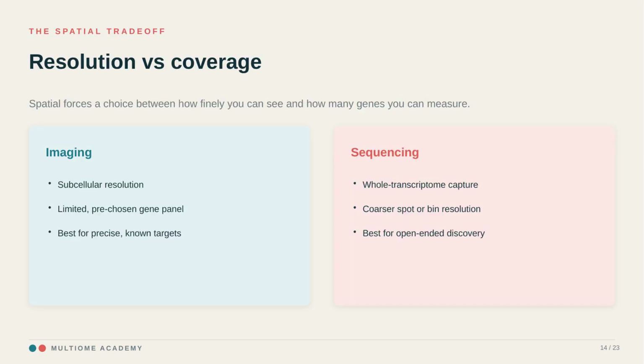The central spatial trade-off is resolution versus coverage. Imaging gives you subcellular precision, but only for a limited, pre-chosen gene panel, best when you already know your targets. Sequencing captures the whole transcriptome, but at coarser resolution, best for open-ended discovery. Your question decides which side of that trade-off to take.